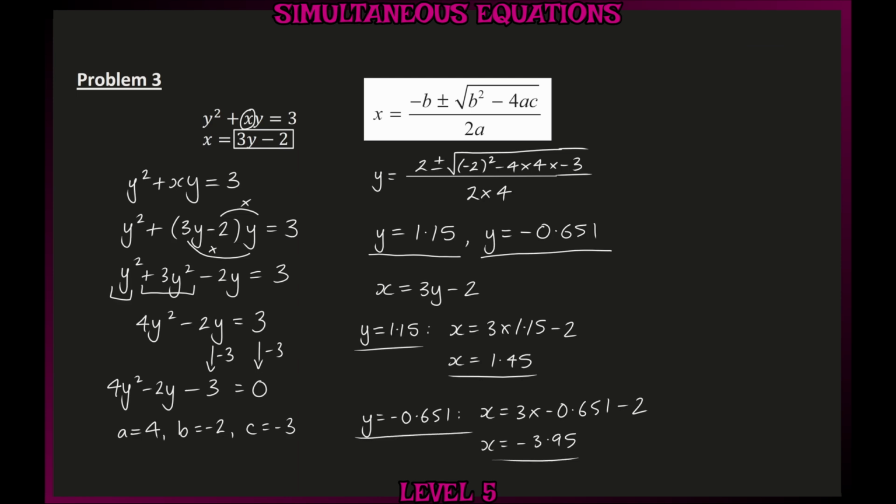So our final solution to problem 3 is x is equal to 1.45, y is equal to 1.15, and x is equal to minus 3.95, y is equal to minus 0.651.